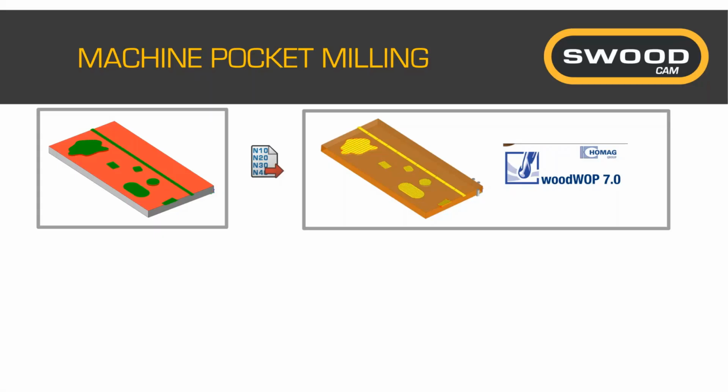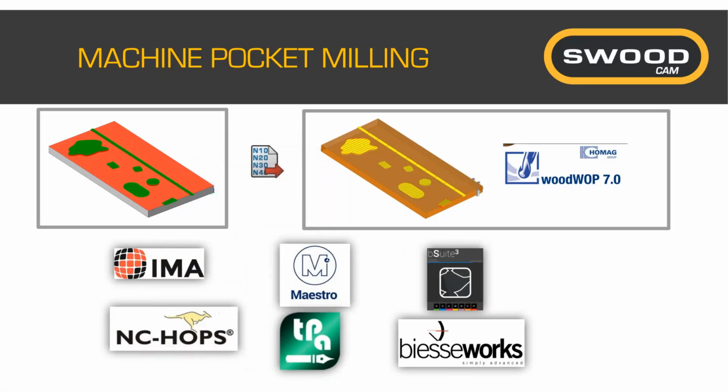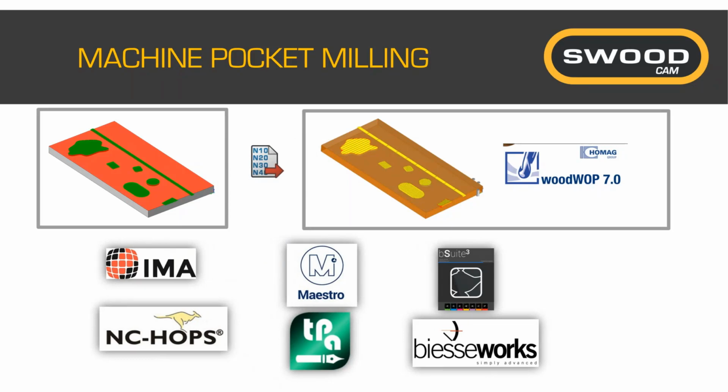That's something we already had in the 2018 version with Woodwork for HOMAG machines. But this year, you get the option to do that with many additional brands like IMA, NC Ops, for example for Holzer, but also Maestro for SCM, TPA for Felder, or Busellato, and Biesse with the possibility to do that on BSolid and BSC Works. Of course, that will need an update of the post-processor that we have to discuss before applying anything.